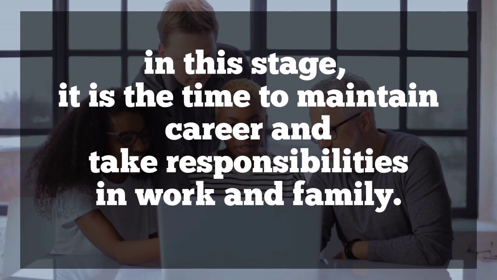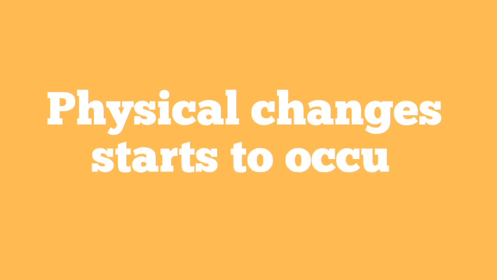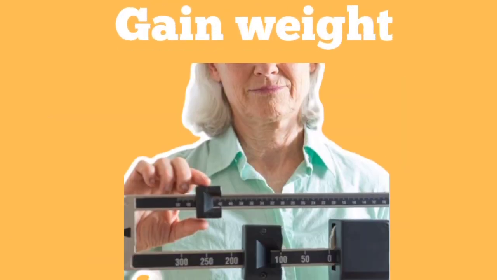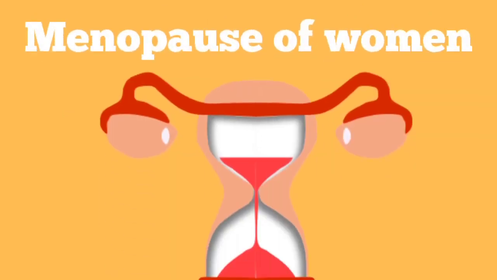Middle adulthood, 30 to 60 years old. In this stage, it is the time to maintain a career and take responsibilities in work and family, get more involved in social interaction, and assist and educate the next generation. In this stage, physical changes start to occur, like aging, changes in hair color, weight gain, slow growth of hair and nails, and menopause in women.